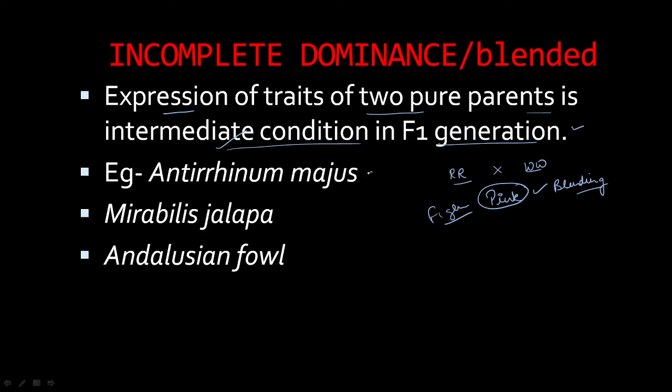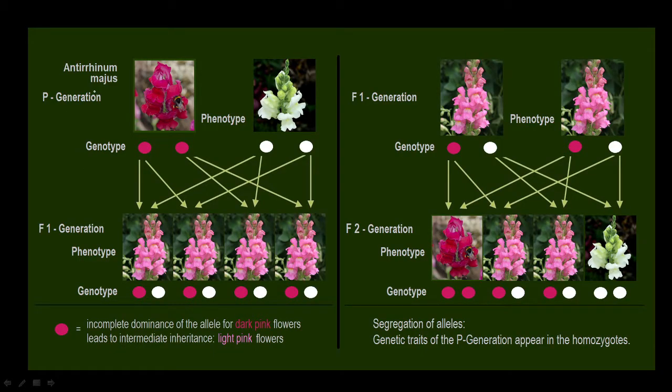A very good example of incomplete dominance is Antirrhinum majus. This is a dog flower, Mirabilis jalapa, that is the four o'clock plant, and the Andalusian flower. So in this case we will see incomplete dominance in a proper way. So let's see the example here. Antirrhinum majus, it is a dog flower, right? So this is a pure red plant and this is a pure white color flower plant. When we do the crossing of this, what color flower are we getting in the F1 generation? We are getting pink color flower.